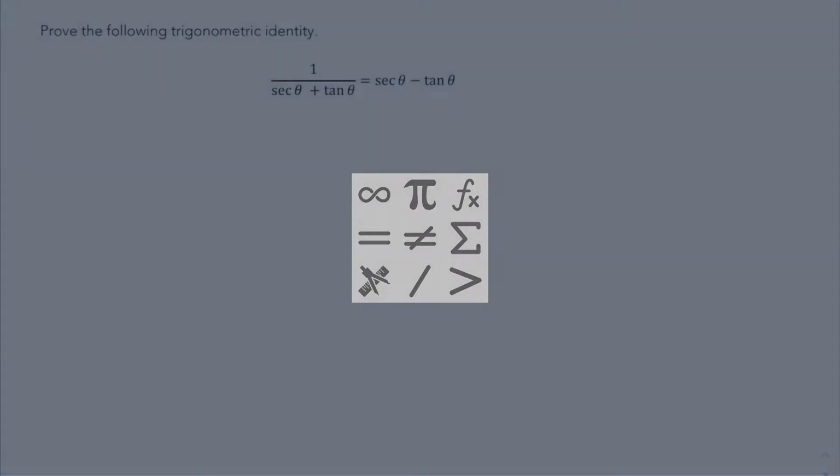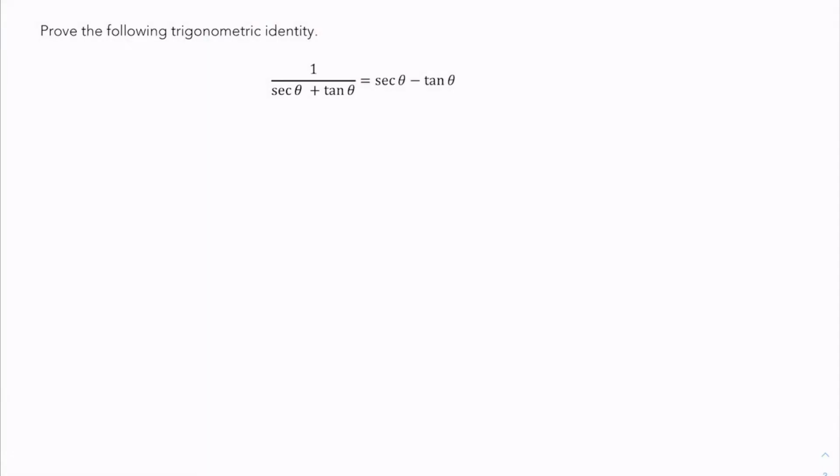Here's another trigonometric identity where we have a fraction as the left-hand side, and we want to make it equal to secant minus tan. Rule of thumb, start with the more complicated side. In this case, for me, personally, fractions are more complicated. Once again, I have not seen or done this question in a while, so let's get going.